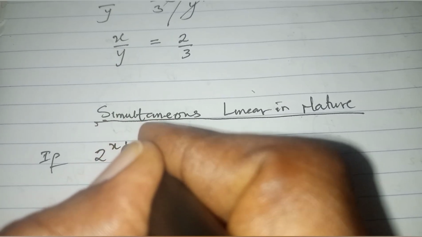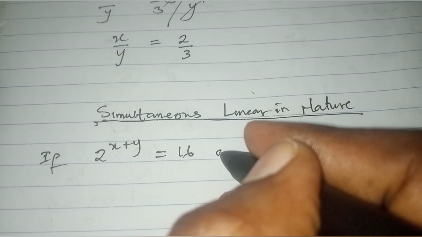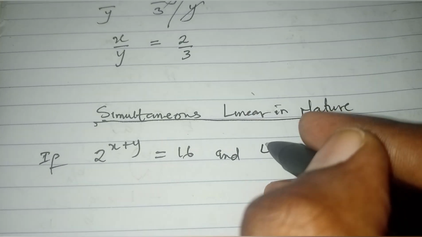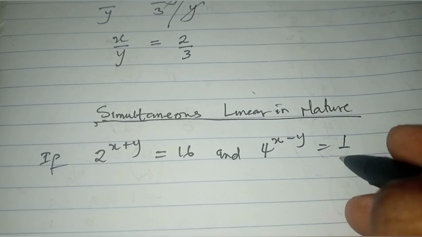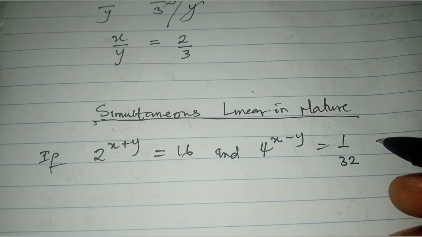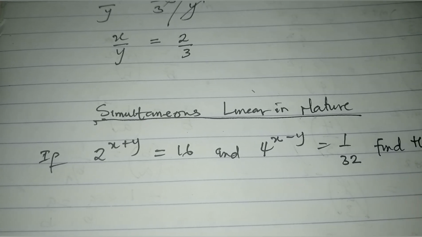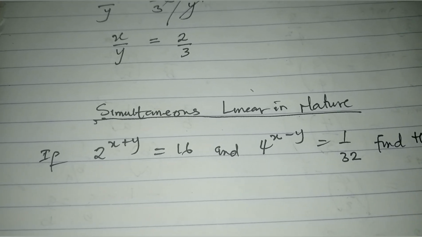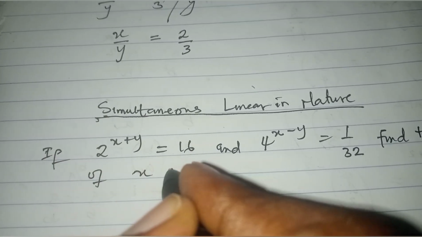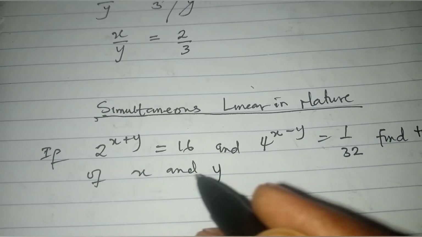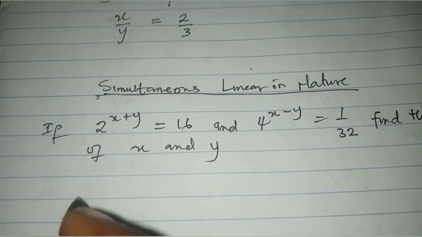If 2 raised to power x plus y equals 16, and 4 raised to power x minus y equals 1 over 32, find the value of x and y. So simple. Very simple. Now let's take the first one out.